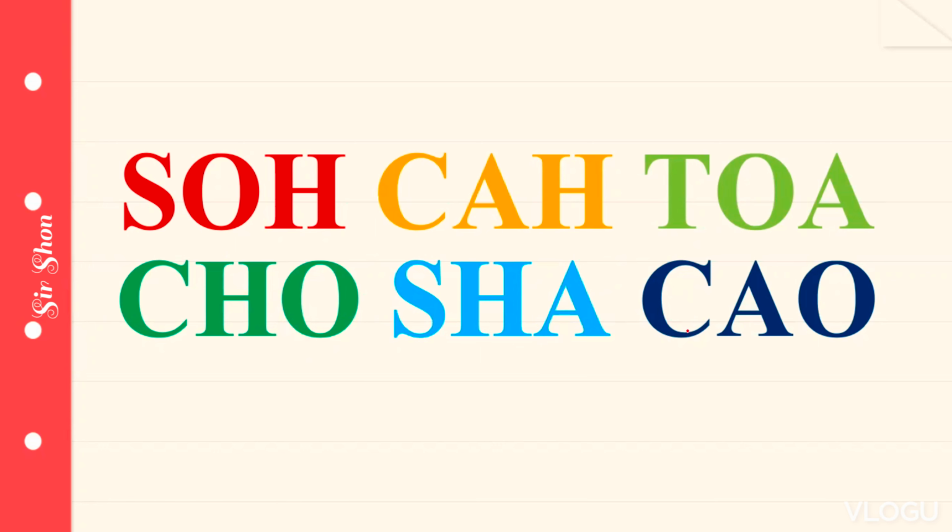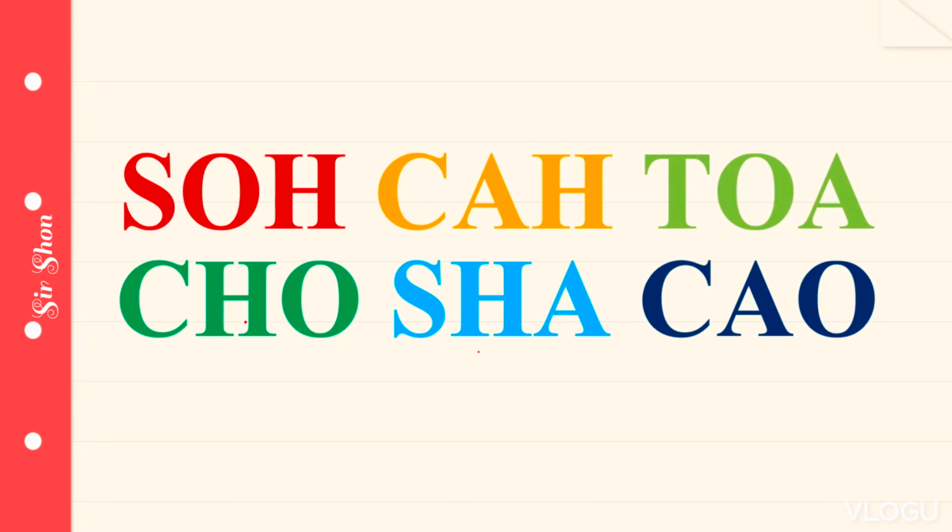All right, so let's say SOH, it is for sine. Sine theta equals opposite divided by hypotenuse. When I say CAH again, it is for cosine. Cosine theta equals adjacent divided by hypotenuse. And let's say TOA, it is for tangent, or tangent theta equals opposite divided by adjacent.